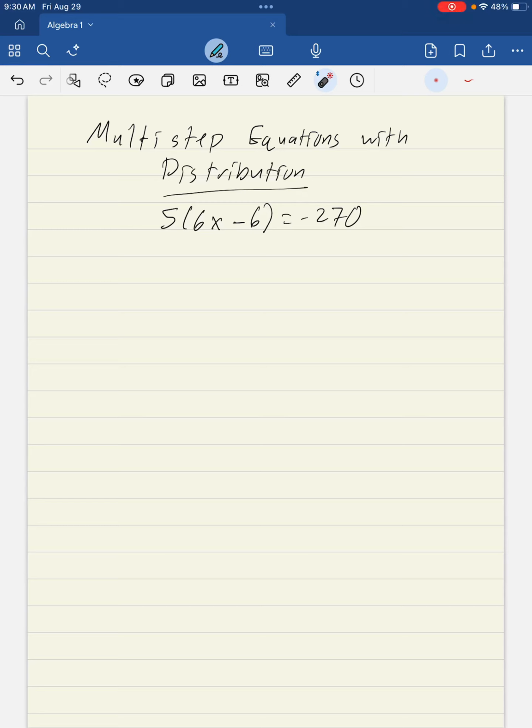Welcome back, and with this video we are talking about multi-step equations with distribution. So these guys are going to have a distributive situation, and we got to take care of that before we can really access the variable. So how does it look? We are first going to distribute and then isolate our variable.